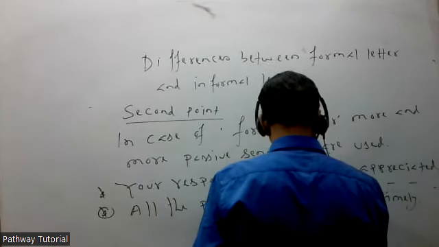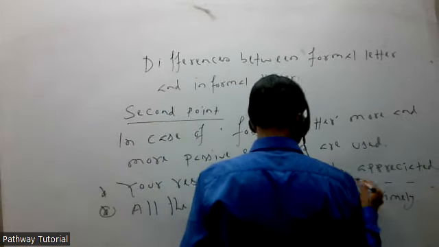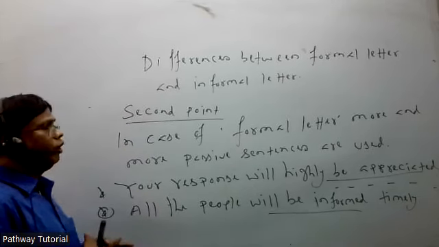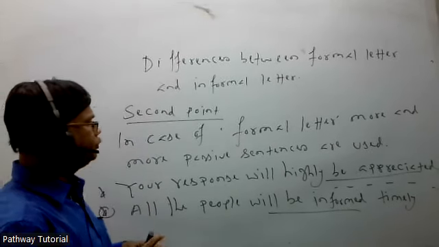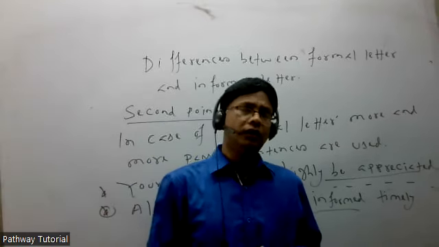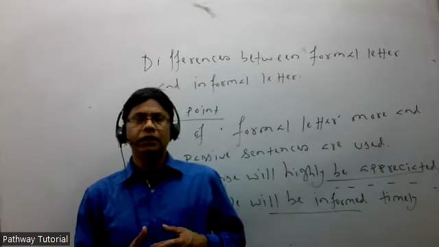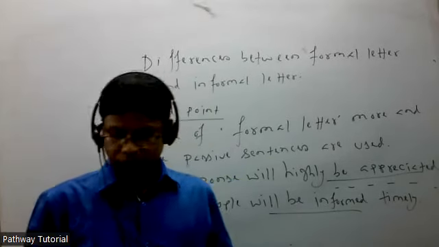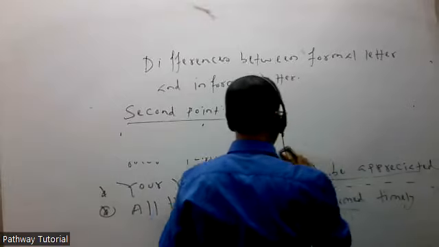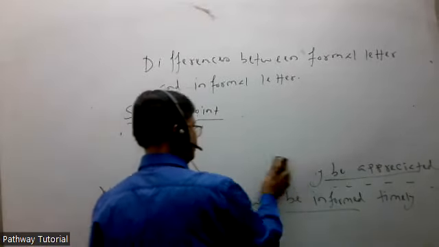This is also passive sentence, will be informed, will highly be appreciated. This is passive sentence. So in case of formal letter, we will have to write more and more passive sentences. But in informal letter, we will have to write active sentences. I'm giving an example, okay? But in case of informal letter, more and more active sentences are used.